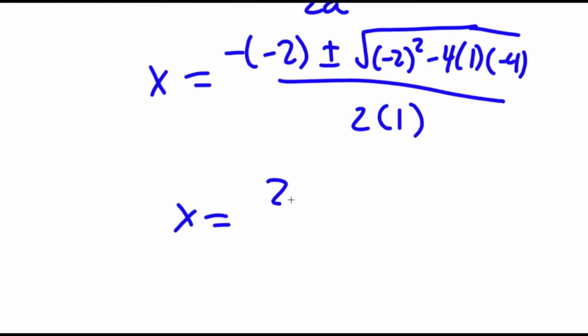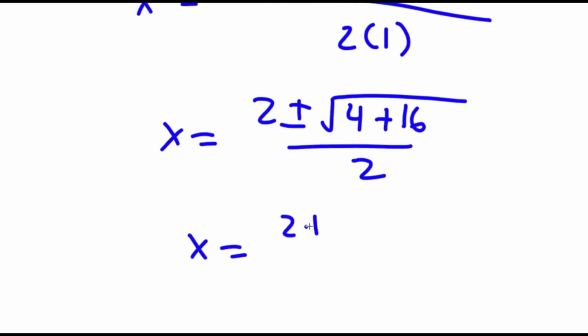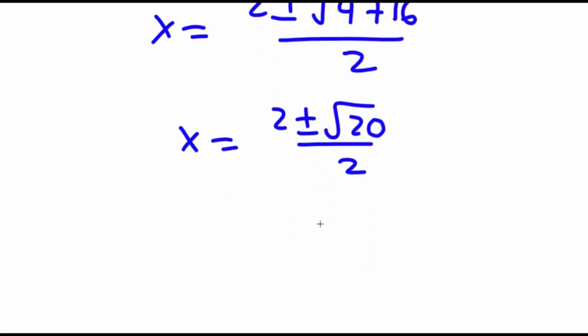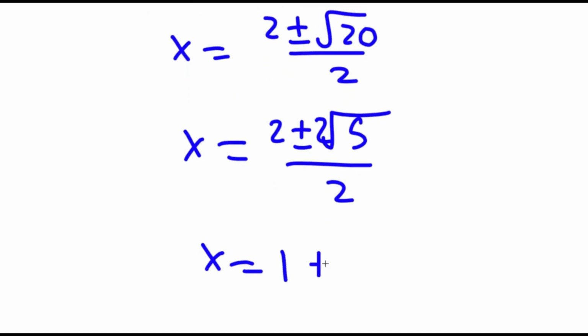Now this is equal to 2 plus or minus the square root of -2 squared is 4, minus -4 times -4 is positive 16, over 2. So now this is equal to 2 plus or minus the square root of 20 over 2. And the square root of 20, that's the same thing as 2 root 5. So now this is simplified into 1 plus or minus the square root of 5.